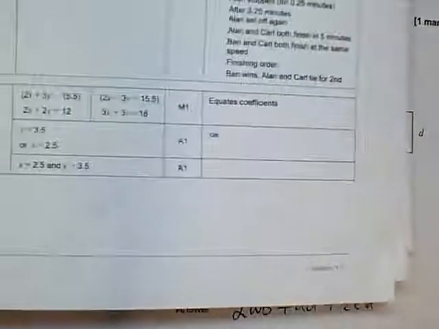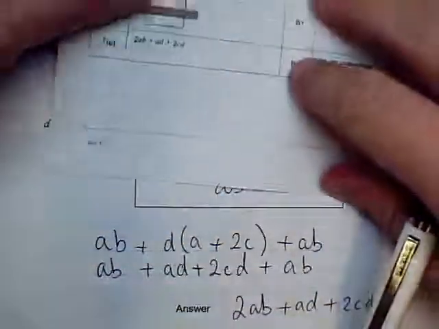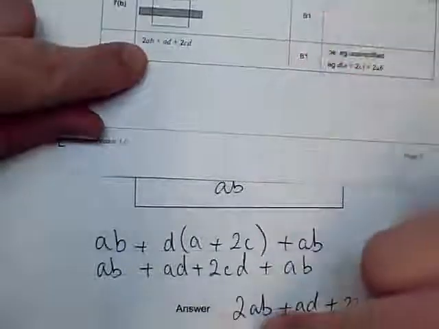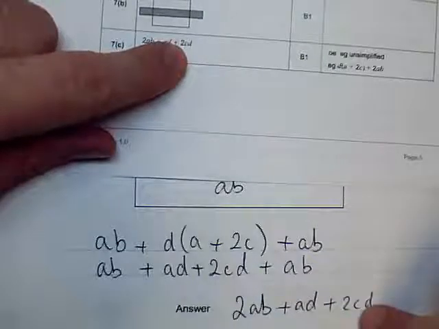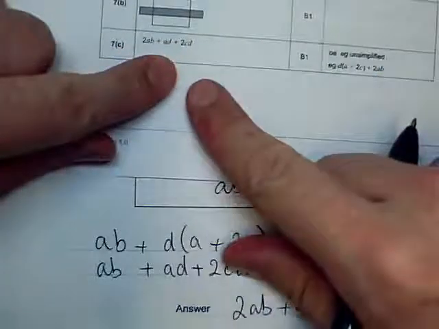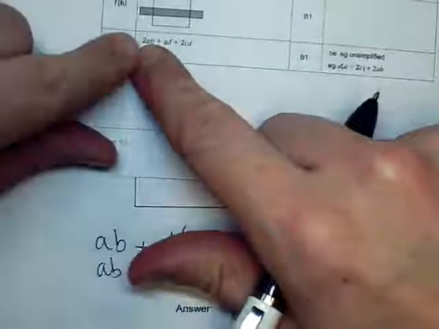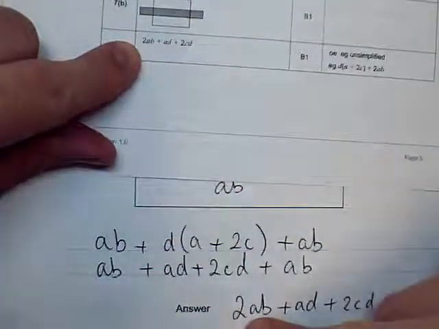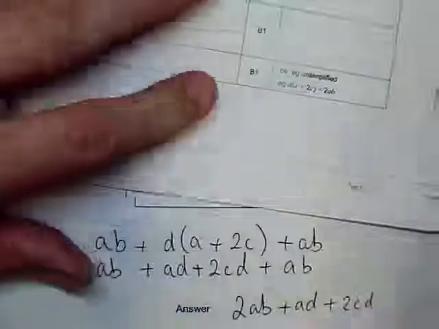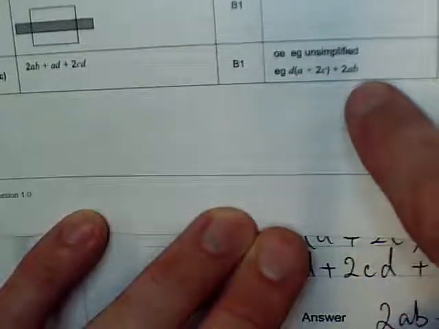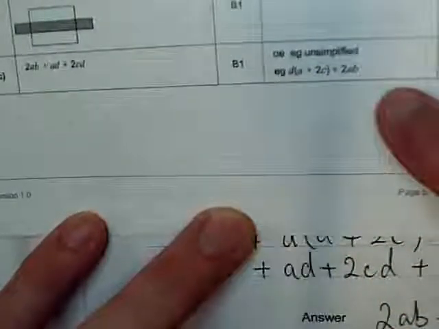We have a look at the mark scheme. Question 7. They've got 2AB plus AD plus 2CD. If you wrote it in any other order, so say you wrote AD plus 2AB plus 2CD, then you would still get all the marks. It also says OE, which means that or equivalent. So if you left it in the unsimplified form, you would still get the marks.